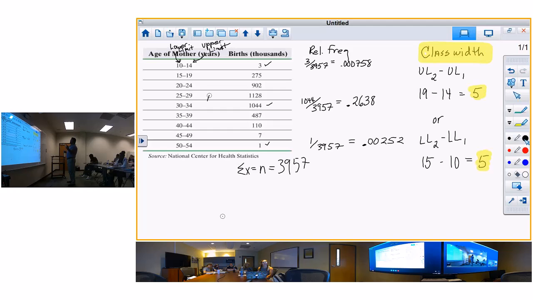Okay, so you know three things now. You know the lower limit, that's on the left-hand side. You know the upper limit, which is on the right-hand side. And if you subtract two consecutives, either the left-hand side or the right-hand side, you're going to get the class width. Okay, the only other thing you need to know is what I call the midpoint.